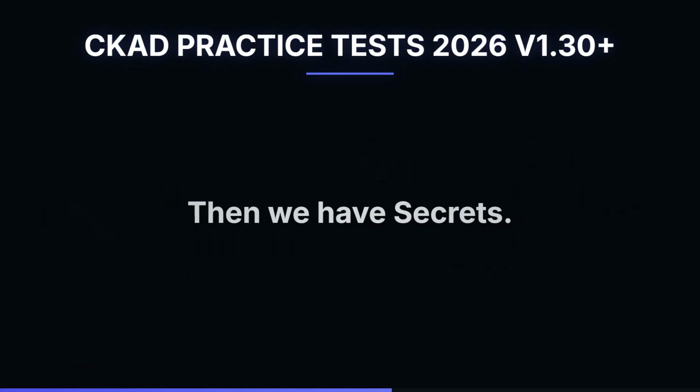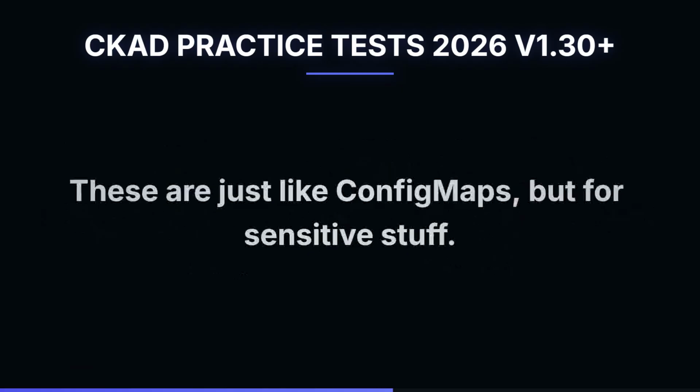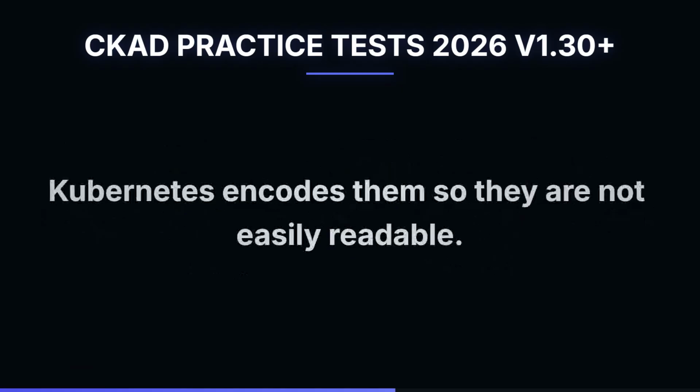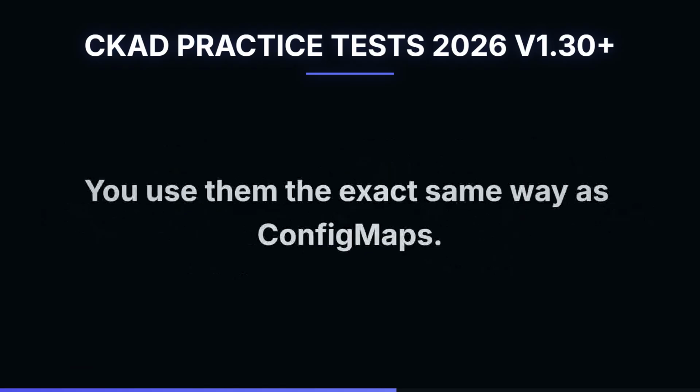Then we have Secrets. These are just like ConfigMaps, but for sensitive stuff. Passwords, API keys, and certificates go here. Kubernetes encodes them so they are not easily readable. You use them the exact same way as ConfigMaps.